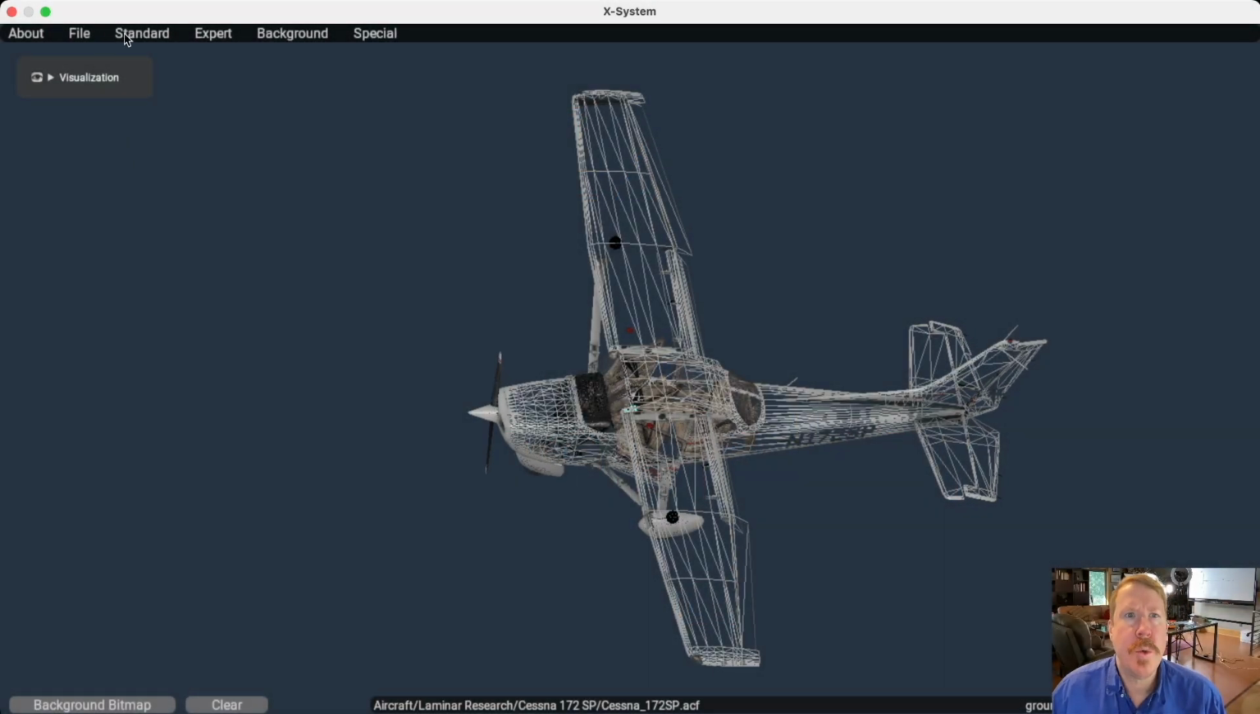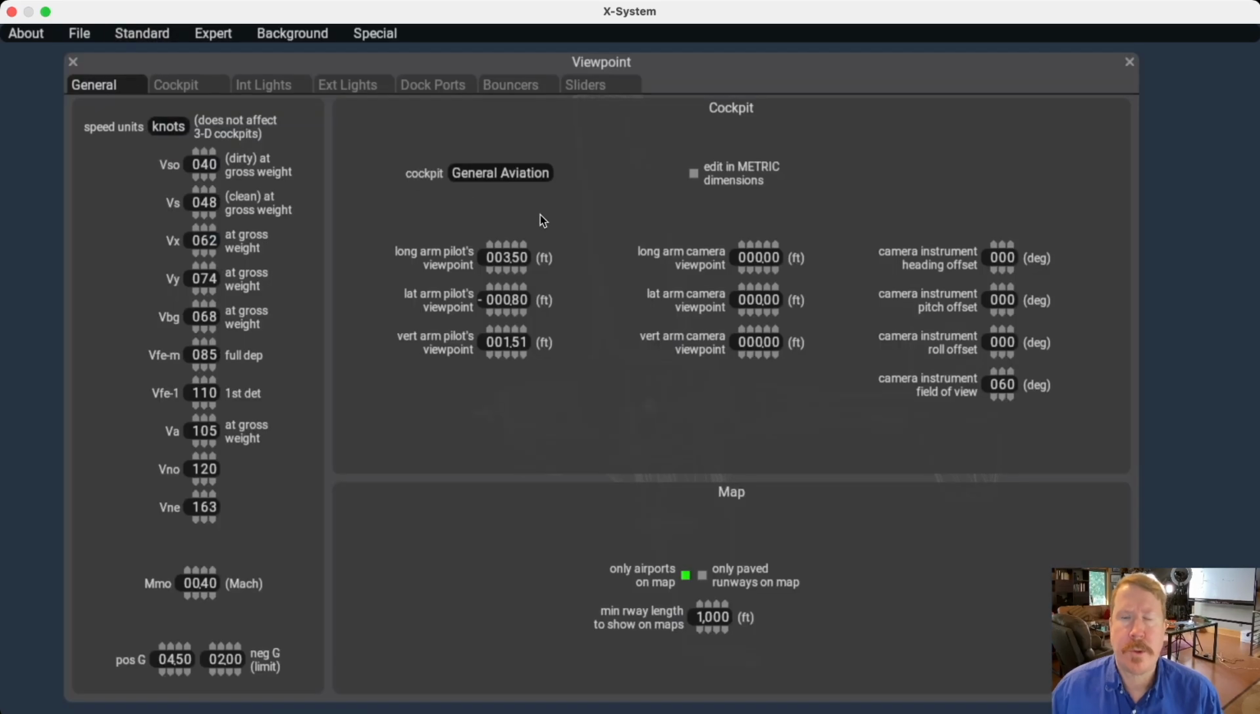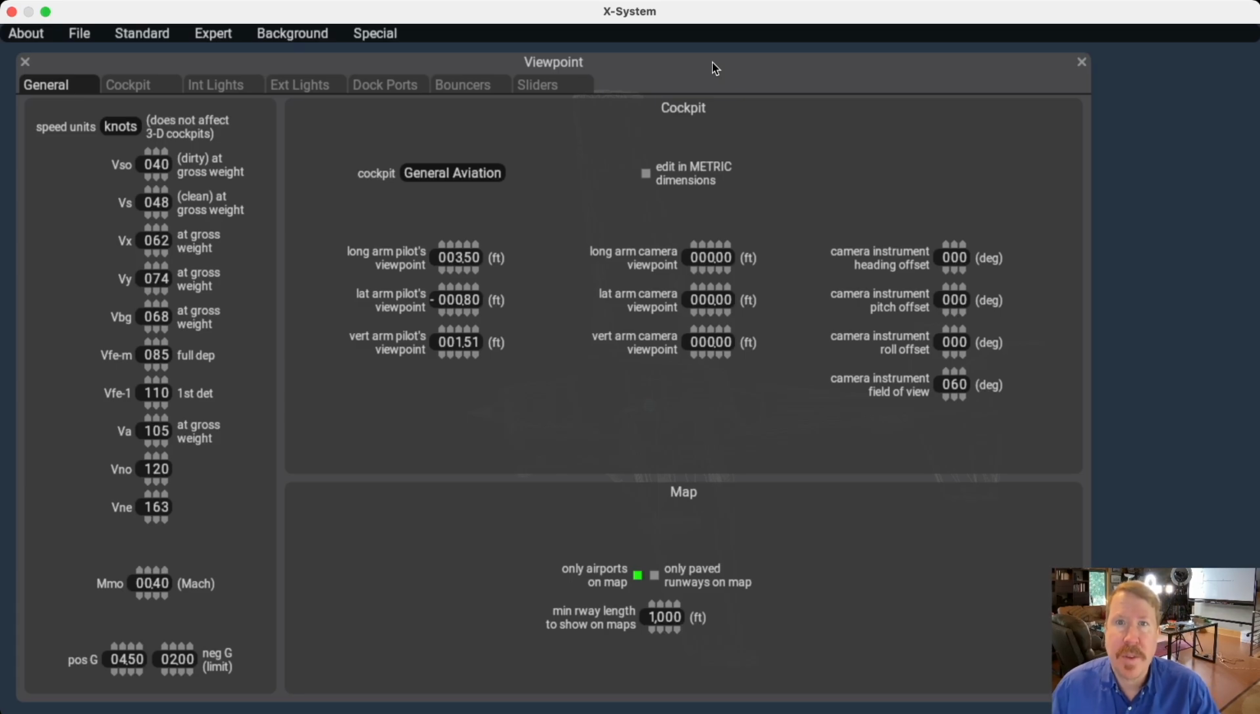All right, let's do the viewpoint screen. And this is really a surprisingly important screen because we've got our V-speeds on the screen, and V-speeds matter a lot. Let's start by looking at the upper left here, VSO.